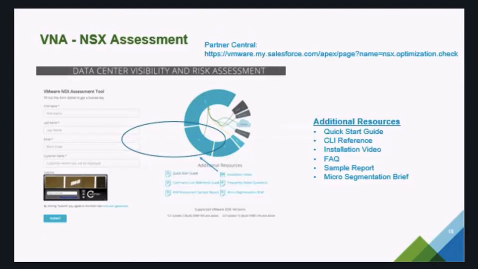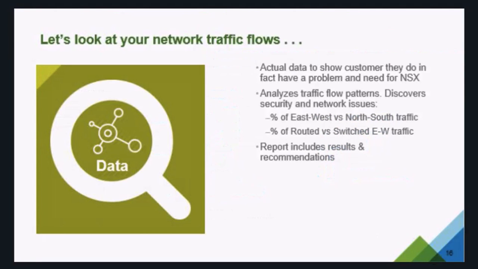So this NSX assessment is available. There is more information on Partner Central. If you go to vmware.com/partners and log in with your partner login, you will see a quick start guide. You'll have access to a sample report and some FAQ documents there. We'll use this assessment to deploy the product onto the customer's network and then be able to connect to their vCenter and analyze their east-west and routers versus switching traffic and generate that report to show and discuss with the customers what that looks like.